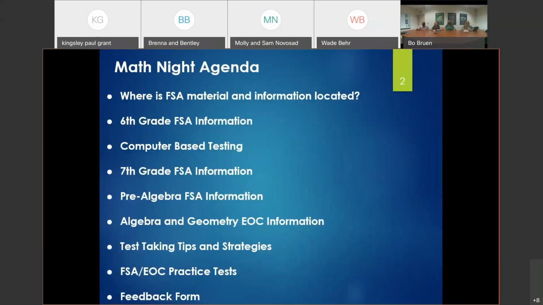So tonight we have several things on our agenda. We're going to tell you where all the FSA material and information is located. We're going to go through 6th grade computer-based testing, 7th grade, pre-algebra, algebra and geometry EOC. We're going to give you some test taking tips and strategies, and then we're going to help you navigate to the practice test and information on FS assessments. And of course, again, at the end, we would really appreciate you to fill out our feedback form.